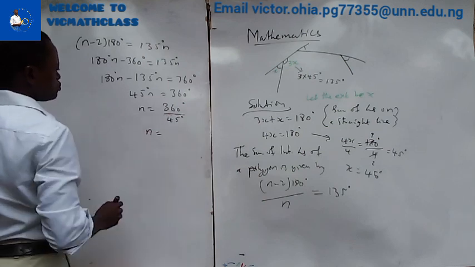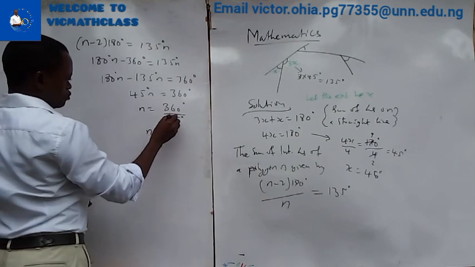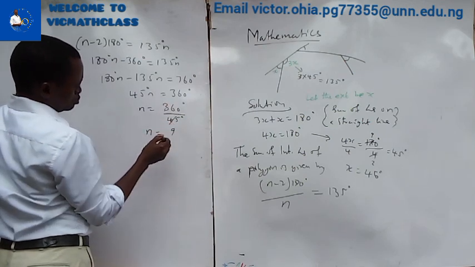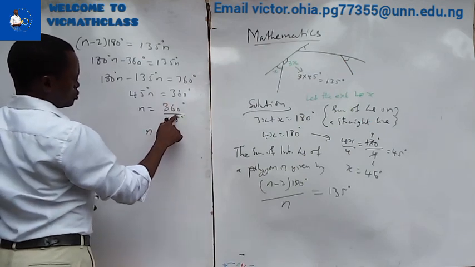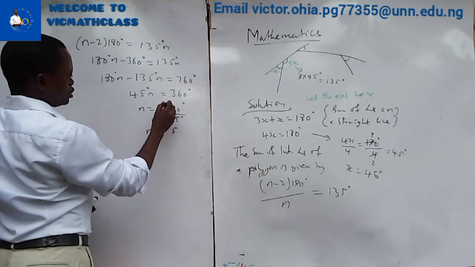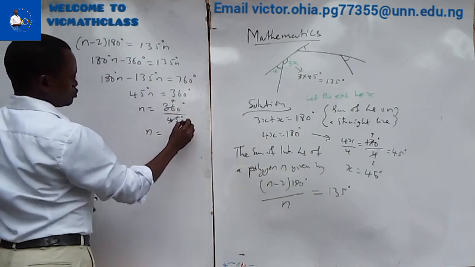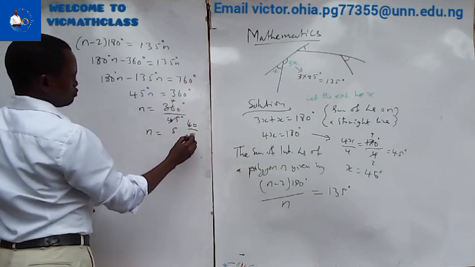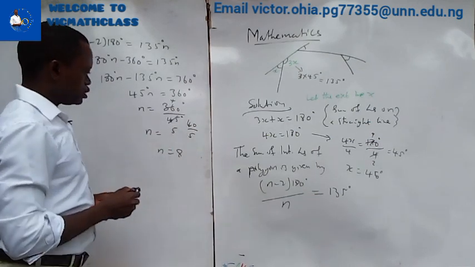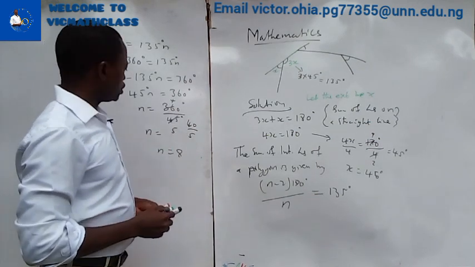So n is 360 over 45. 9 goes into 360 forty times and into 45 five times, so we have 40 over 5, which is 8. So this polygon has 8 sides.